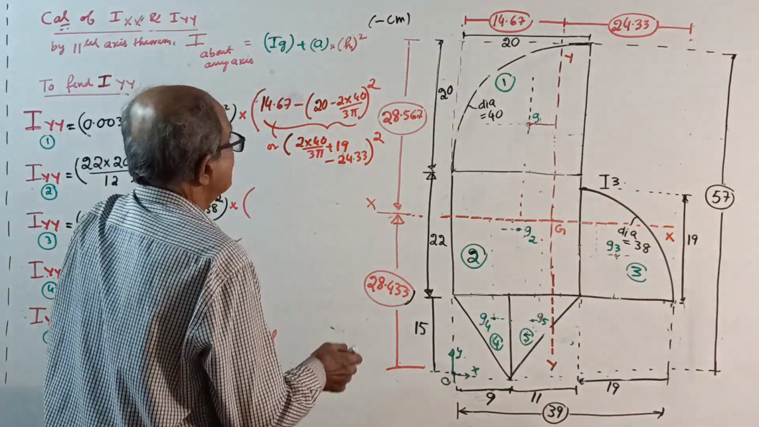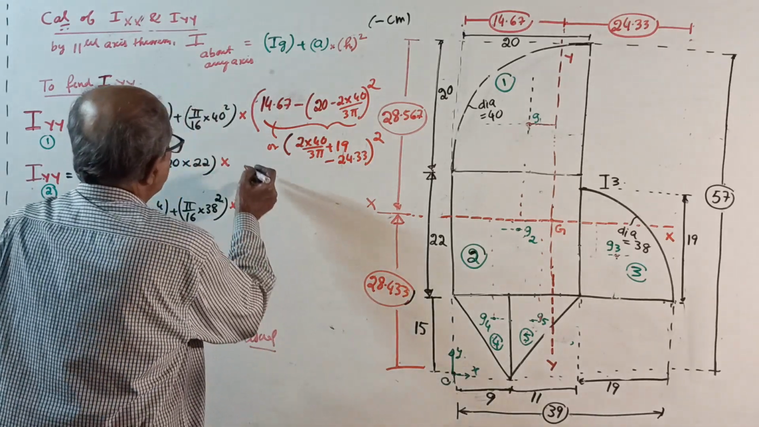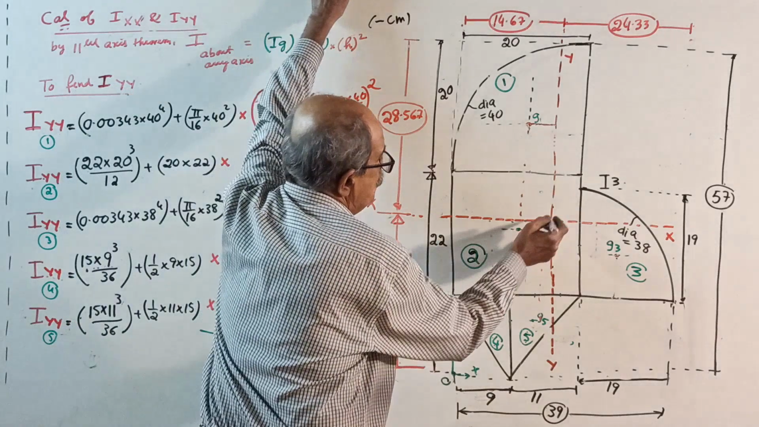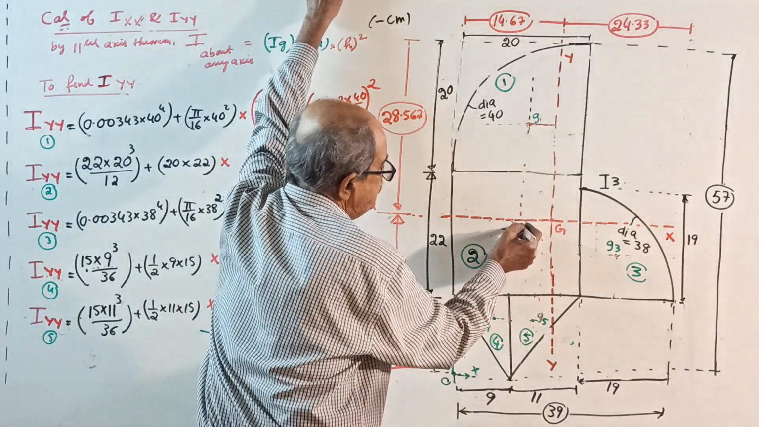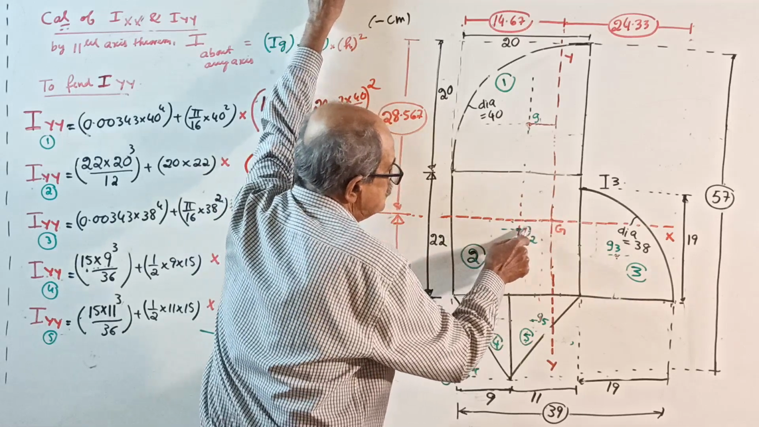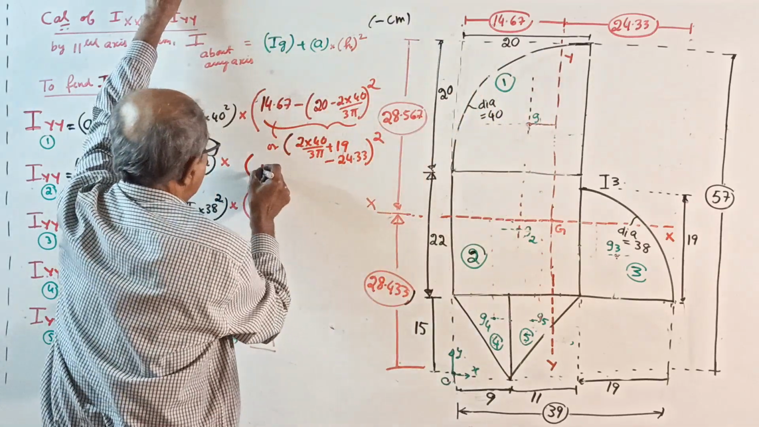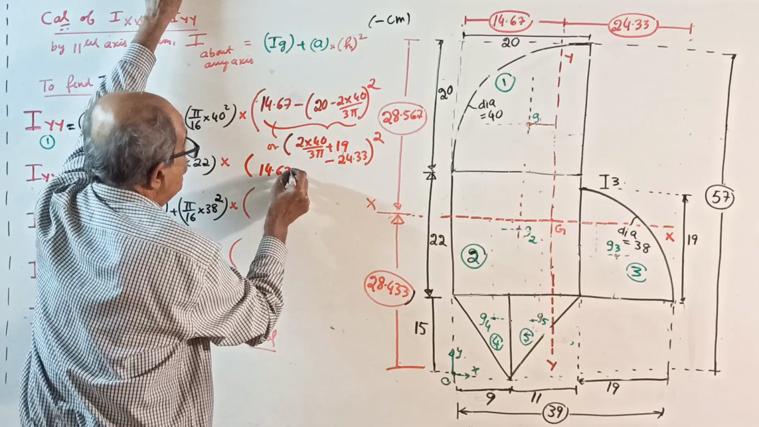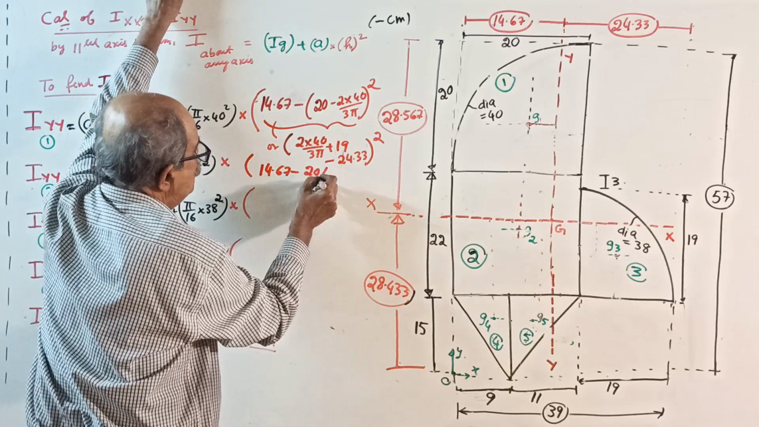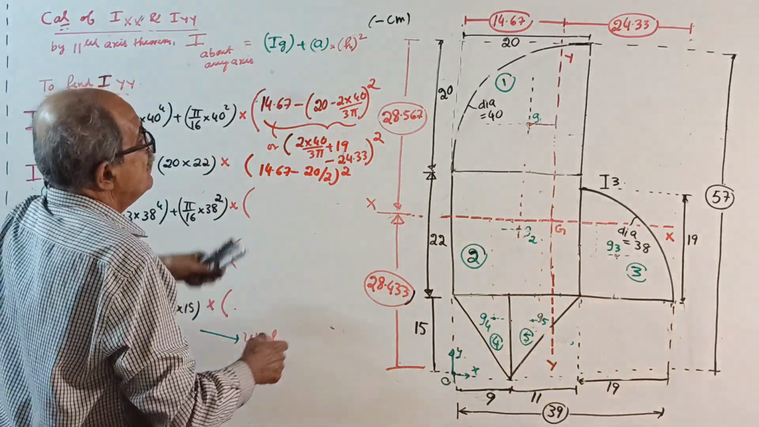Okay. Now, next, Iyy for 2. This is very simple. I about its own centroidal axis is here, plus area into this distance square. That is very simple. 14.67 minus 20 by 2, whole square. So Ig is how much?